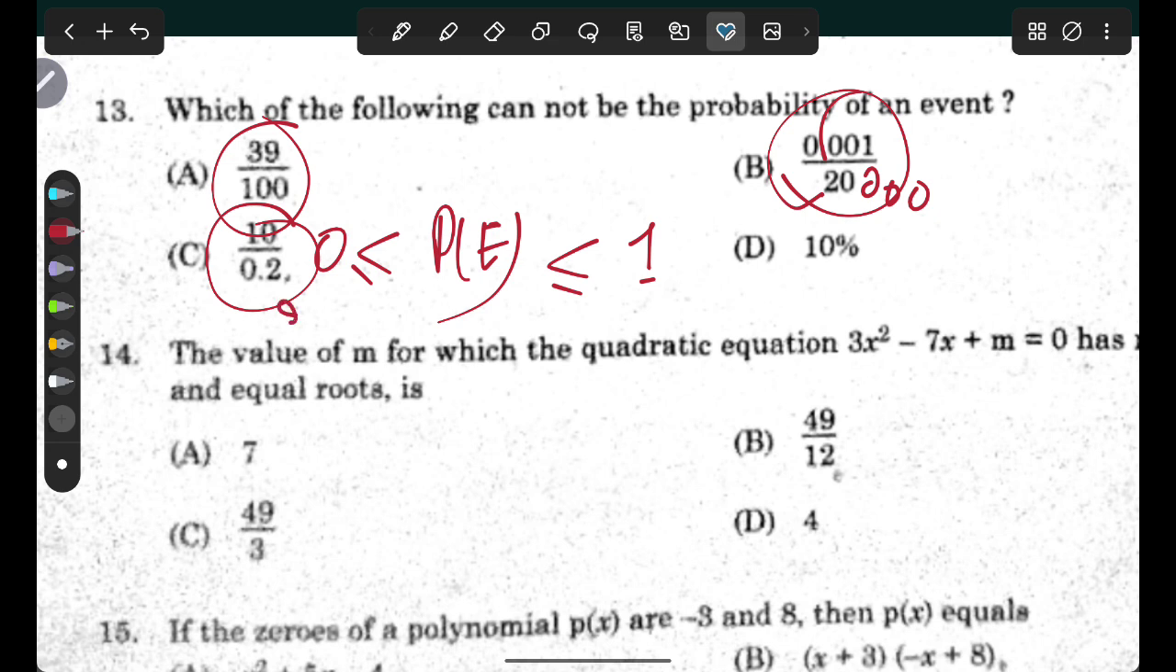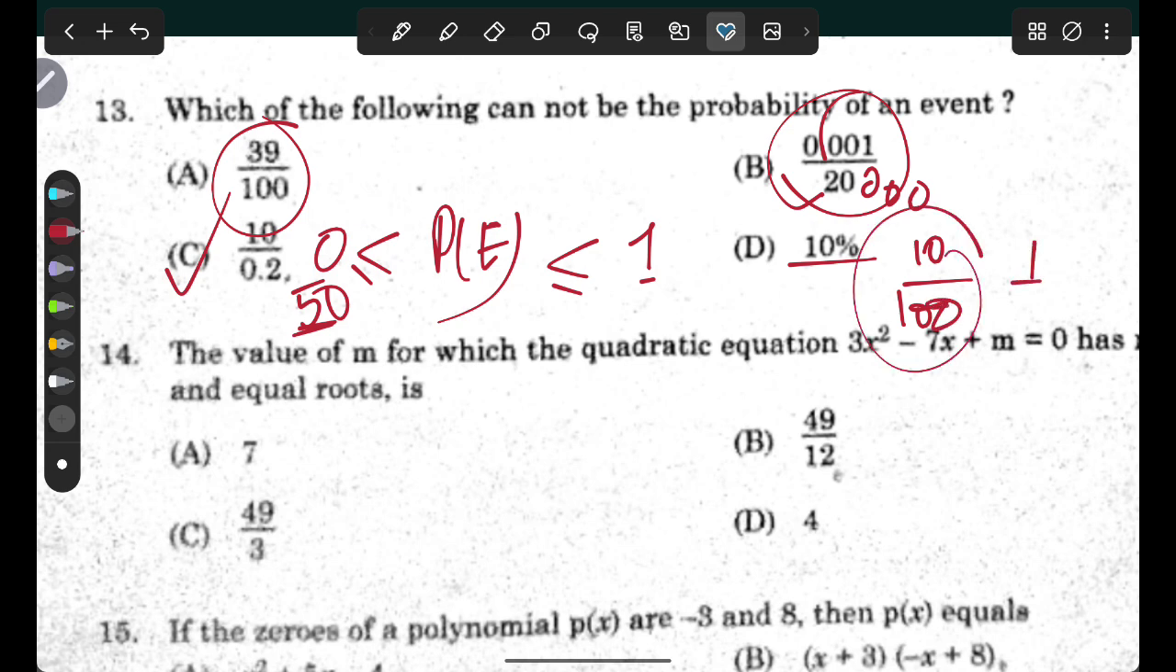This comes out to be 100 upon 2, or we can write it as 100 upon 2 is 50. So C is the correct answer. This doesn't lie between 0 and 1. This 10% is 10 upon, percent means divided by 100. 10 upon 100, that is 1 upon 10, that is 0.1. It also lies between 0 and 1. So option C is the correct answer.